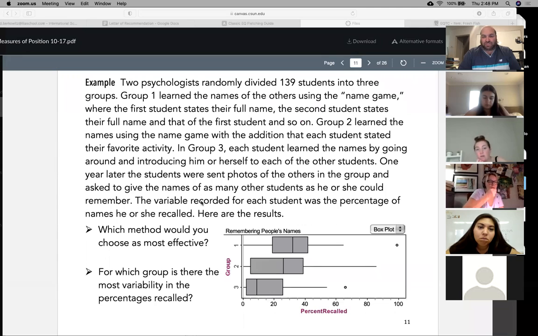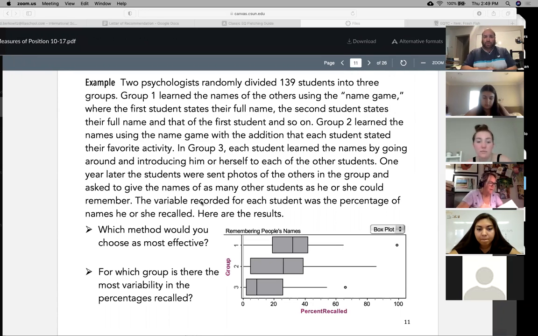Two psychologists randomly divided 139 students into 3 groups. Group 1 learned the names of the others using the name game, where the first student states their full name, the second student states their full name and that of the first student, and so on. For example, I would say, my name is David Berkowitz, and Angela would say, my name is Angela Christopher, and this is David Berkowitz. And then Lori would say, my name is Lori Cook, and this is David Berkowitz and Angela Christopher. And you'd go down the line, repeating all the names that came before.